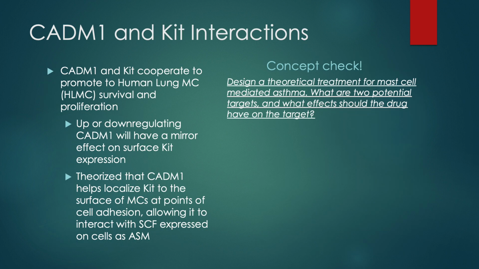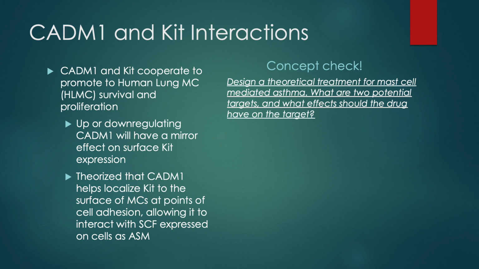So now let's talk about how this adhesion molecule interacts with KIT. We know that this adhesion molecule and KIT are going to cooperate, and in doing so, they are going to promote the survival of human lung mast cells, or HLMCs. What does that actually mean? When we upregulate or downregulate this adhesion molecule, it's going to have a mirror expression on the surface expression of the KIT receptor. So more of this adhesion molecule means more of the KIT receptor. More of the KIT receptor means there are more receptors to interact with stem cell factor, and that in turn means we're going to have more survivability, more degranulation, more chemotaxis.